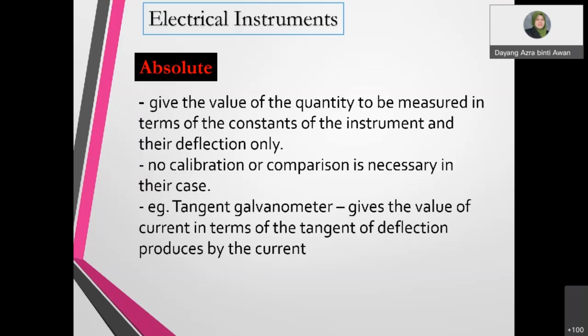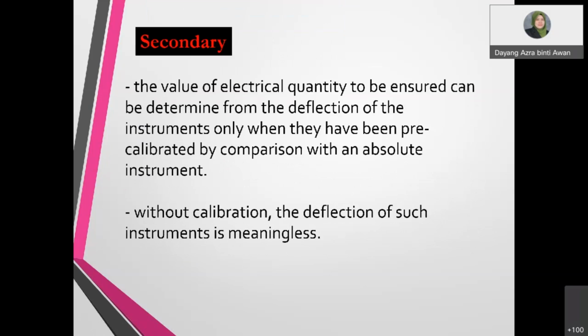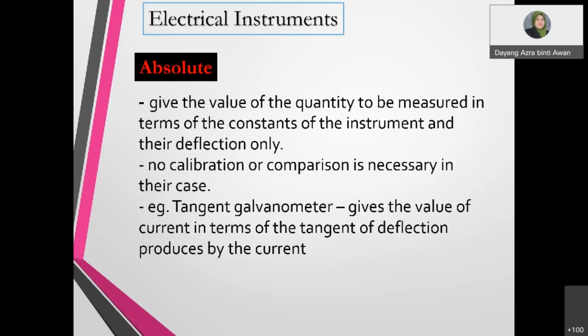Okay, so electrical instruments can be divided into absolute and secondary instruments. Absolute instruments give the value of the quantity to be measured in terms of the constants of the instrument and their deflection method. Meaning that if you put in A, you get out B. For example, a simple example is the tangent galvanometer.